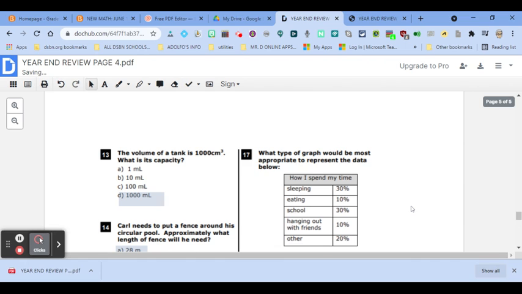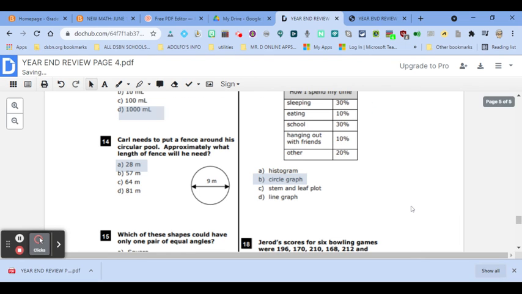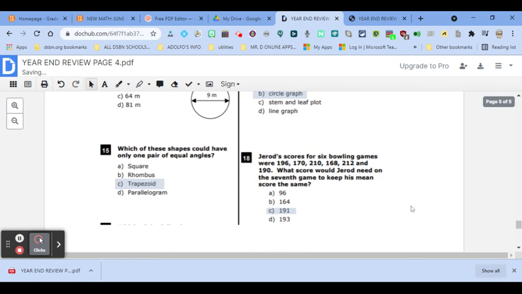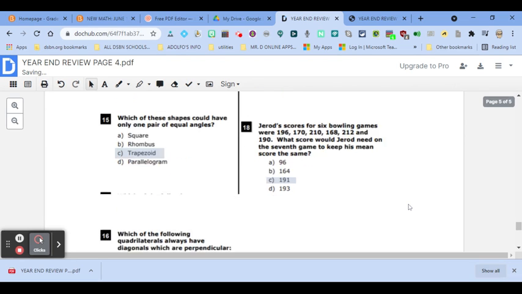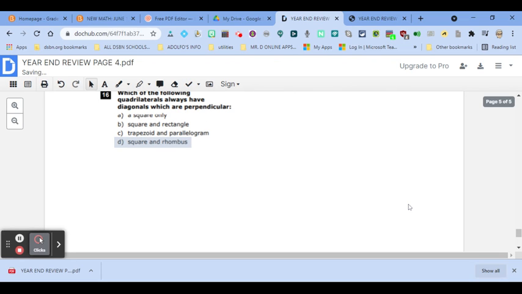And let's go up here and do 17 quickly. 17 is my answer. What type of graph would most be appropriate? A circle graph. Okay. 18, my answer is 191. I'm finding the mean there. Okay, remember, you add up all those scores, divide it by 1, 2, 3, 4, 5. So all those scores divided by 5. And the answer for 16 is going to be square and a rhombus. Okay, and that is all. We are done.